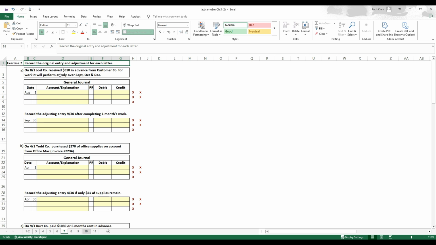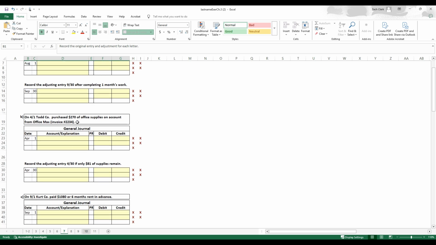And then it's 3 months that we're going to perform the work. So we're going to record 1/3 of the $810 in unearned revenue deposit over those months. So September would be 1/3, so 810 divided by 3. Unearned revenue will decrease and revenue will increase.